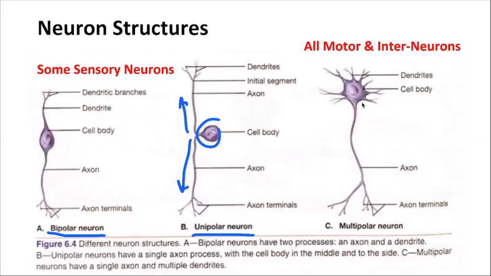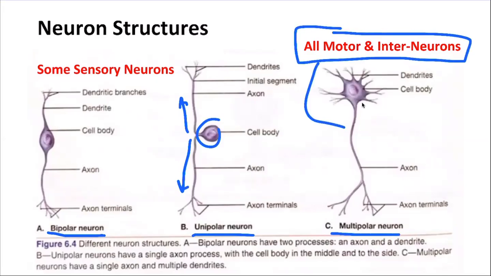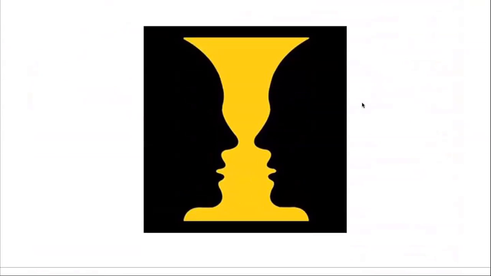But the more classic neuron, again, is what's called a multipolar neuron. All motor neurons and interneurons have this structure. So this is why this is what's most often portrayed in textbooks and things like that.